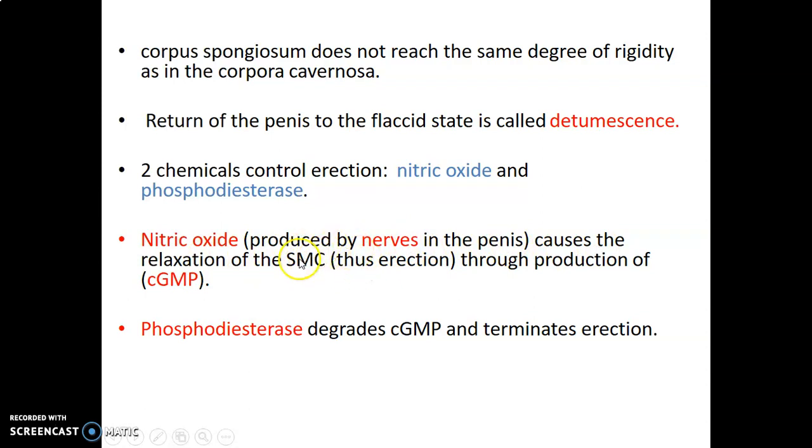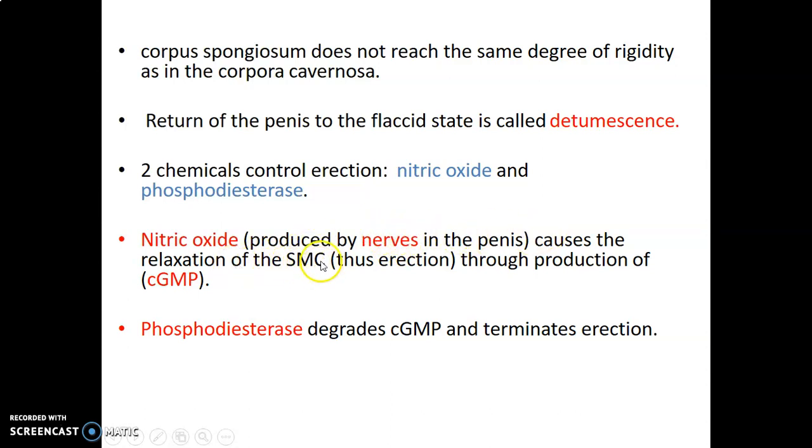Okay, and these smooth muscle cells, when they relax, erection occurs through the production of cyclic GMP. Now, we have phosphodiesterase enzyme, and this comes and degrades cyclic GMP. And when you degrade this cyclic GMP, there is no more relaxation of smooth muscle cells. Therefore, erection is terminated.